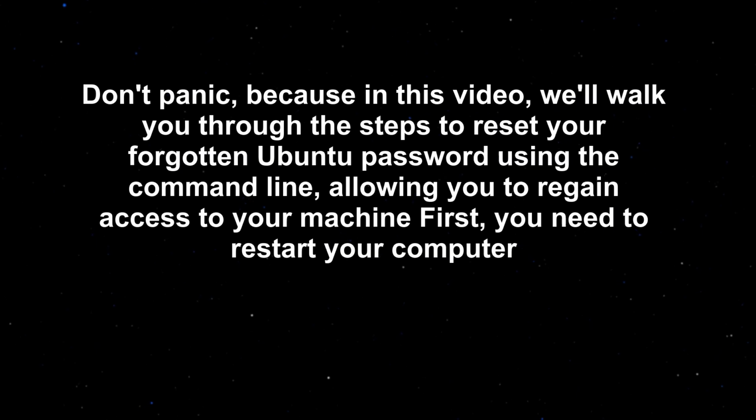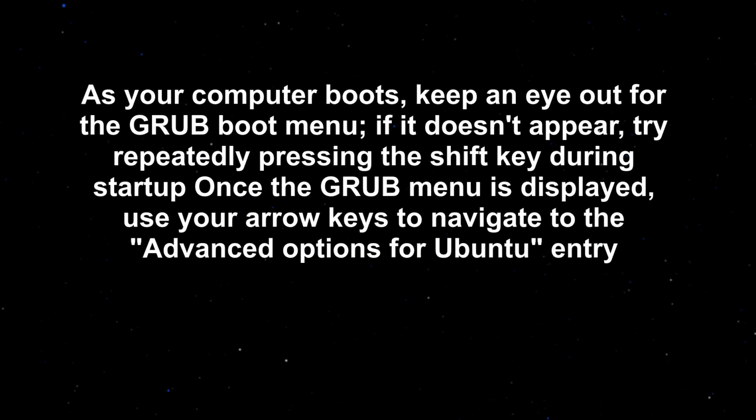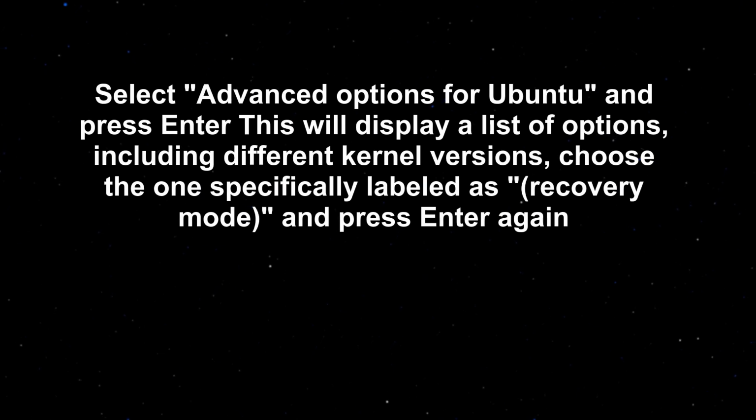First, you need to restart your computer. As your computer boots, keep an eye out for the GRUB Boot menu. If it doesn't appear, try repeatedly pressing the Shift key during startup. Once the GRUB menu is displayed, use your arrow keys to navigate to the Advanced Options for Ubuntu entry. Select Advanced Options for Ubuntu and press Enter.